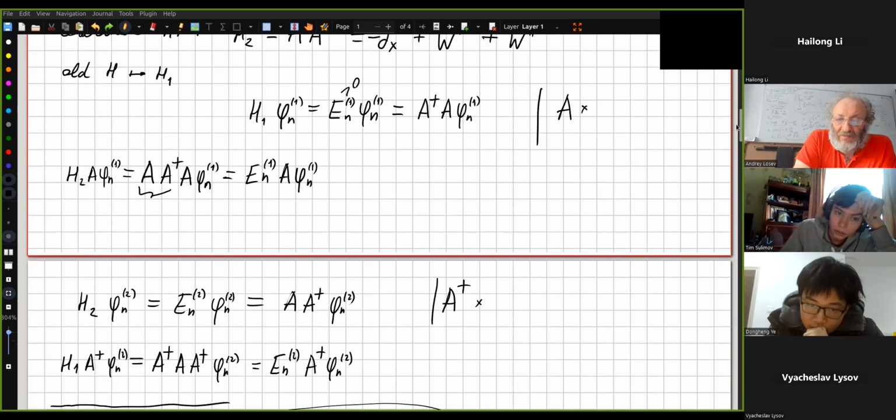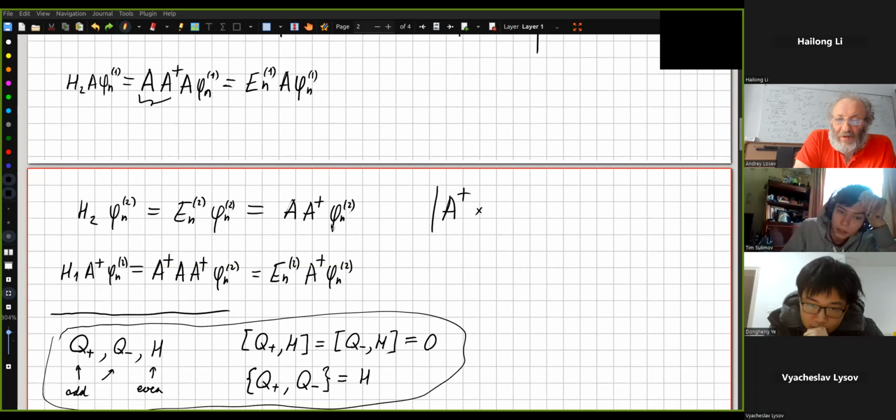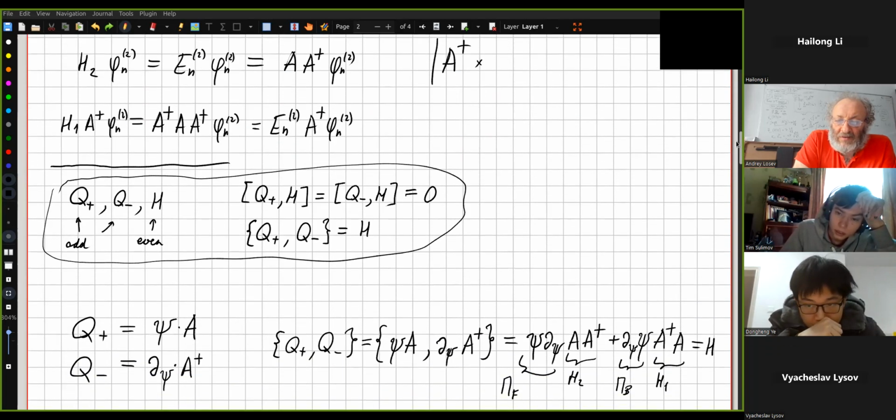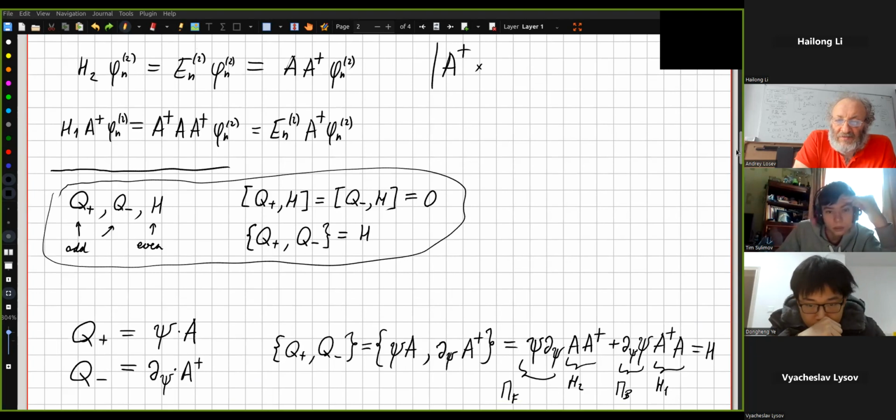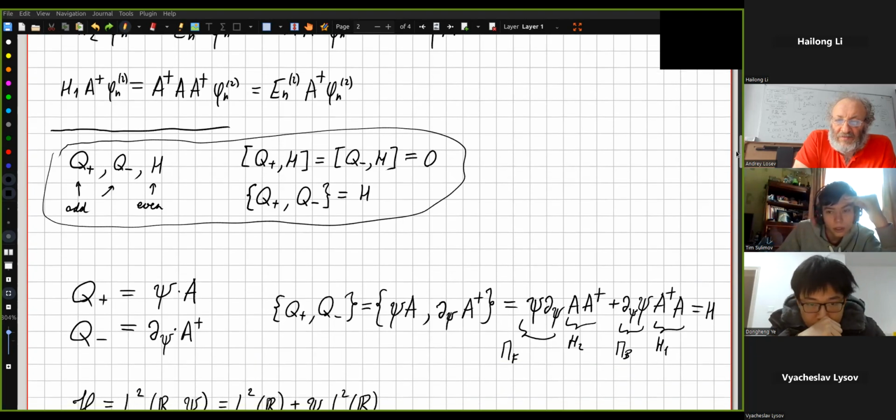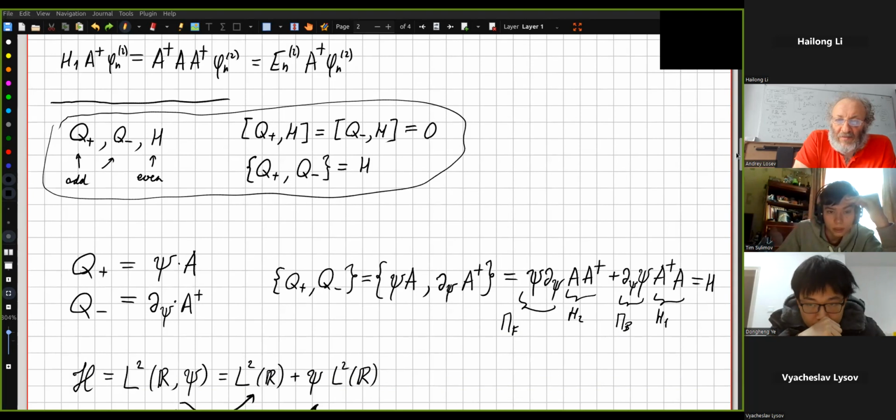Well, the same can be said. The same can be done in the other direction. If phi n2 is an eigenstate of H2, then by acting with the so-called creation operator, we get an eigenfunction for H1 with the same energy again. Great. So then we talked about how the supersymmetric formulation helps in this problem.